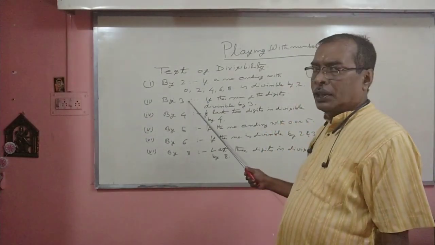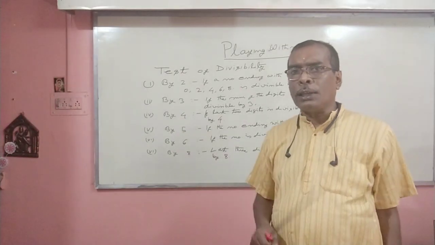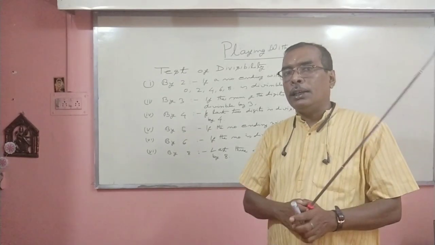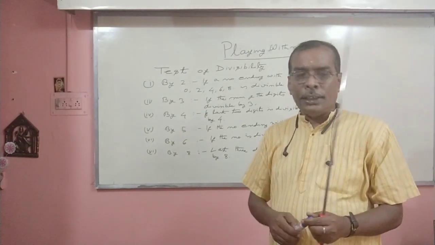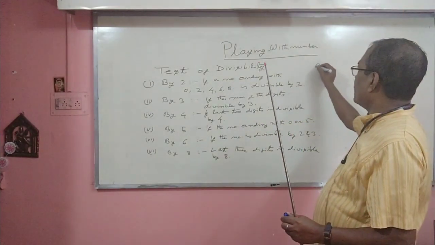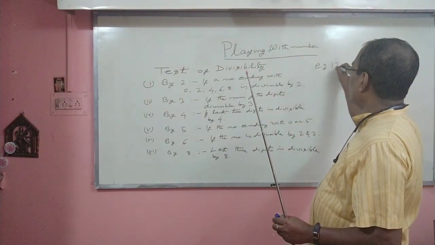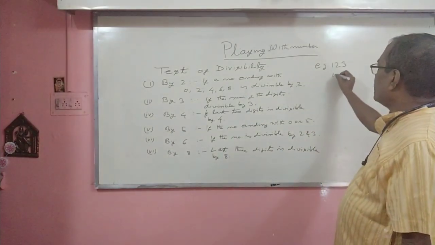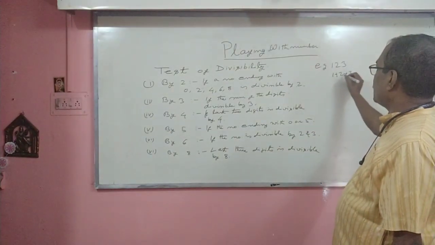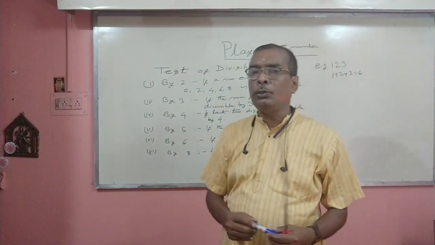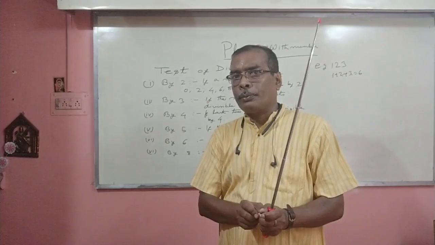And then divisibility by 3. You know very well that if the sum of the digits of a number is divisible by 3, then the number will be divisible by 3. As for example, suppose I consider 123: 1, 2, 3. Here 1 plus 2 plus 3 is 6. 6 is divisible by 3, so 123 definitely will be divisible by 3.